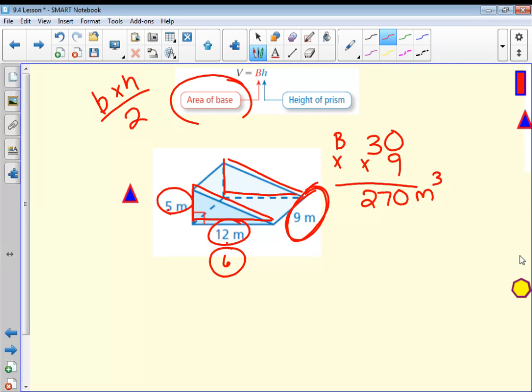Okay, so once again, working with volume of prisms, it's still using that same formula, area of base times the height. It's just that in this case, we're working with triangles. So we have to remember that to find the area of a triangle, it's base times height divided by 2, and then take it times the height of that prism.